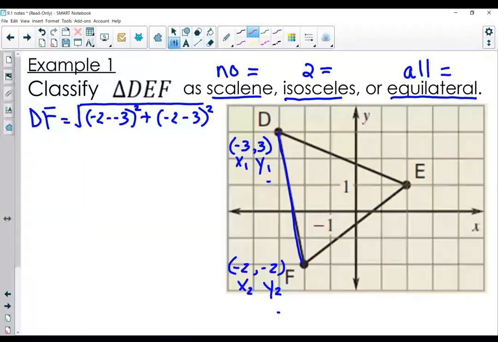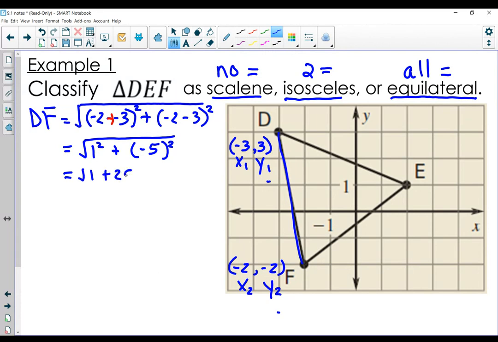Let's remember that -2 minus -3 would just be plus. So that means we've got -2 plus 3 would be a 1 squared. And then this would be (-5) squared. And I have to keep the parentheses because I need to square the negative and the 5 all together. I can't just square the 5 and then make a negative afterwards. So this will be the square root of 1 plus 25. And so we get that DF is equal to the square root of 26. So let's go ahead and look at the next side on our triangle.